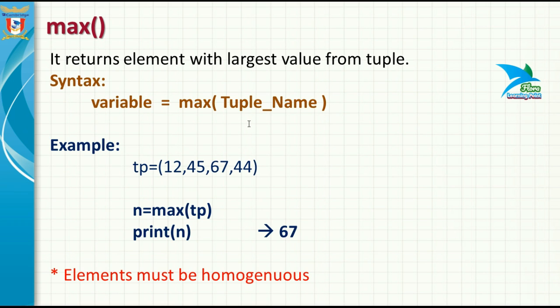Next we will discuss the max function available in Python. It returns the element with the largest value from a tuple. As the name suggests, it will return the largest element from the tuple, and for the syntax we have to specify the name of the tuple inside the max function. But the condition is that the elements must be of homogeneous type. That means all elements must belong to a similar data type. You can't specify heterogeneous elements.